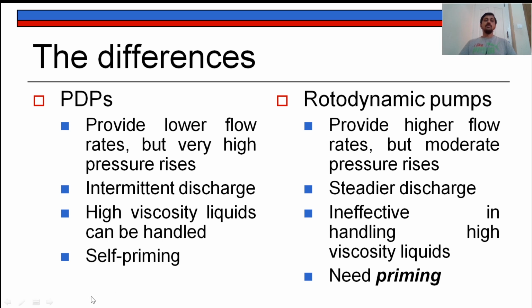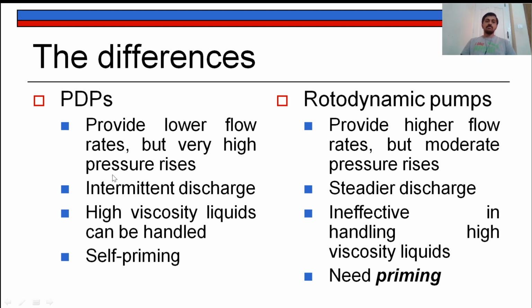To summarize, positive displacement pumps provide lower flow rates but very high pressure rises. The volume flow rate will be less, but the pressure rise will be high. At the same time, rotodynamic pumps provide higher flow rates, for example, a centrifugal pump. If you need to lift water from a sump or your well at home to your head tank, we use a centrifugal pump instead of a positive displacement pump because we need a higher flow rate, right? Within a short period of time, we need to fill the tank. So we are using a rotodynamic pump there.